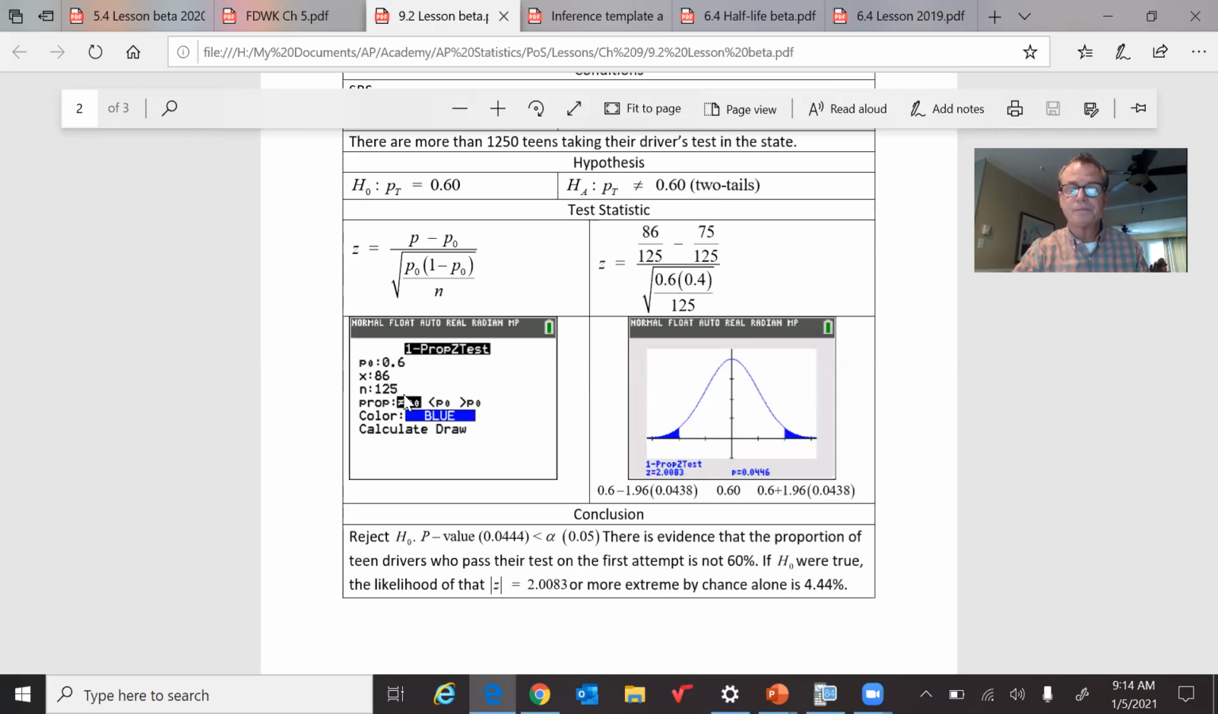So what happened? You got a p-value of 0.0446. Your p-value is less than 5%. You reject the null. There is evidence that the true proportion of teen drivers who pass the test is not 60%.